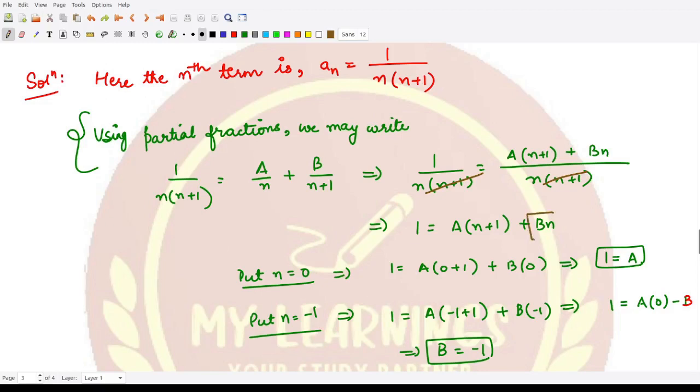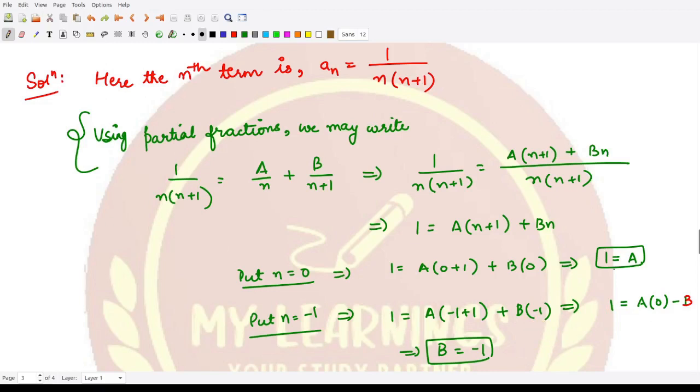Because 0 would make this term 0, and minus 1 would make this term 0. So when you take n equal to 0, you would have 0 here, and you would be left with a equal to 1. So the value of a comes out to be 1. In a similar fashion, you can take n to be minus 1, so that this term would become 0 and you would be left with minus b equal to 1, so you would get the value of b as minus 1.